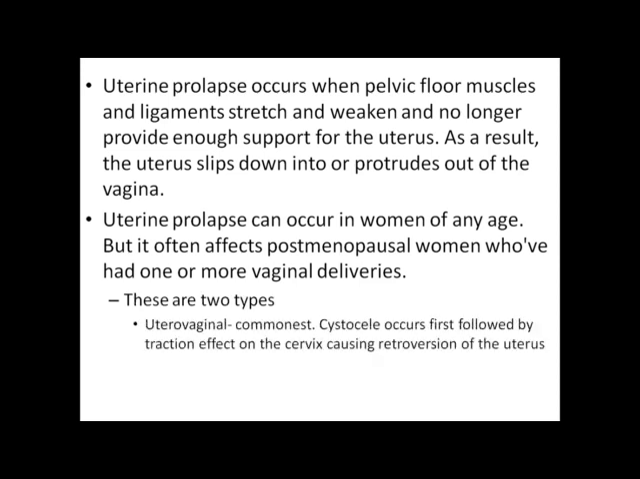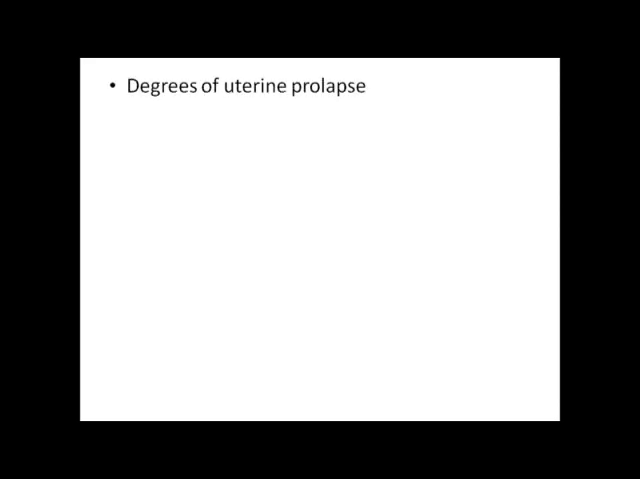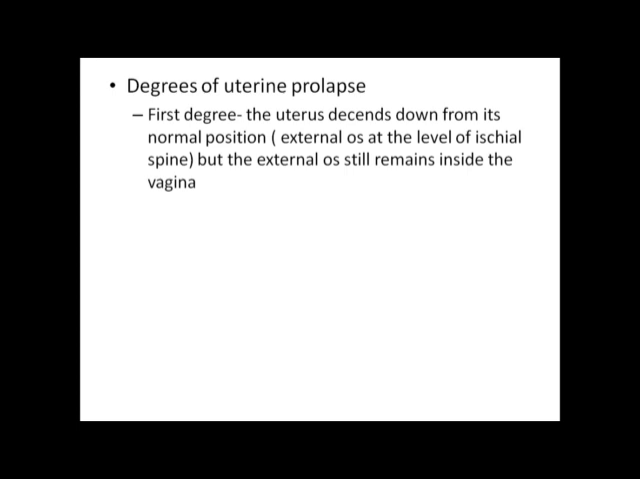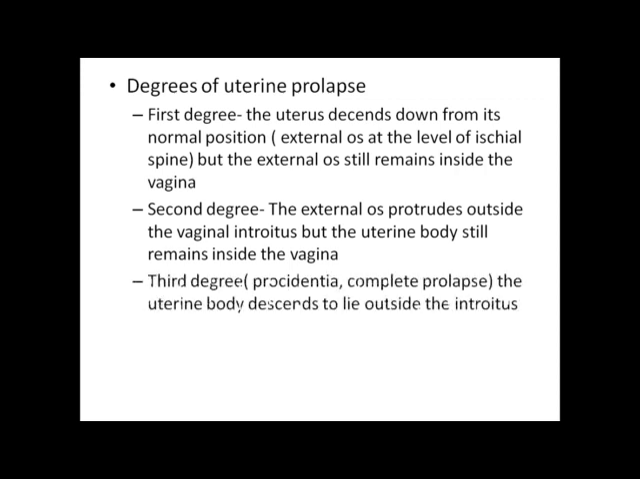Uterovaginal, that is the commonest. Cystocele occurs first, followed by traction effect on cervix causing retroversion of the uterus. Congenital, usually no cystocele, uterus herniates down along with the inverted upper vagina. Degrees of uterine prolapse. The first degree, uterus descends down from its normal position, but the external os still remains inside the vagina. Second degree, the external os protrudes outside the vaginal introitus, but uterine body still remains inside the vagina. Third degree, otherwise known as procidentia or complete prolapse, the uterine body descends to lie outside the introitus.